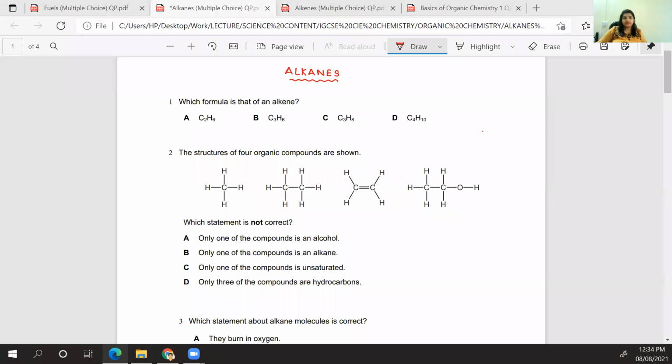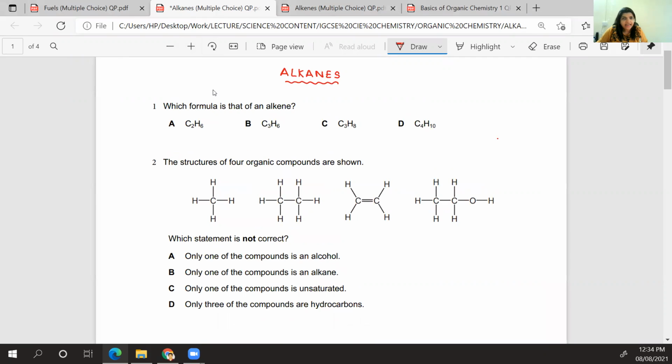Questions of 8 to 10 questions of alkanes, alkenes, and fuels. And then we'll go for structured questions. Okay, so which formula is that of an alkene?